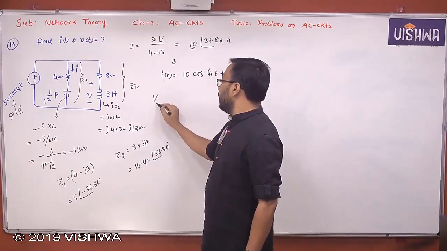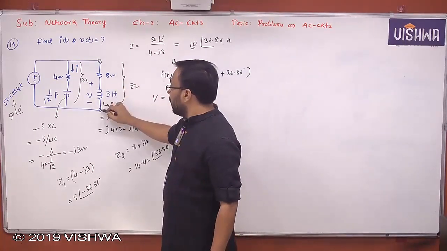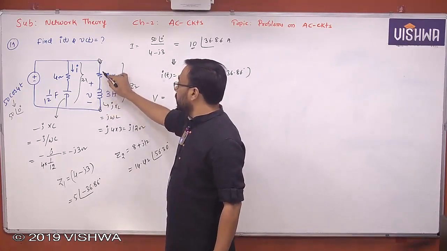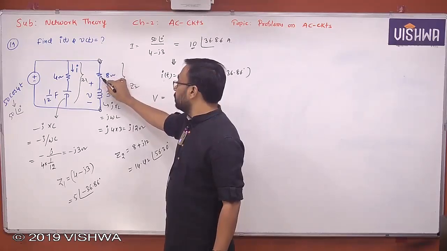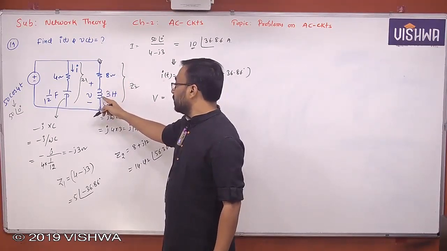And what is V? V is nothing but the total voltage, 50 at an angle of 0, between these 2 points. Say this is some Z2 dash, this is Z2 double dash. Then what is the voltage across Z2 double dash?